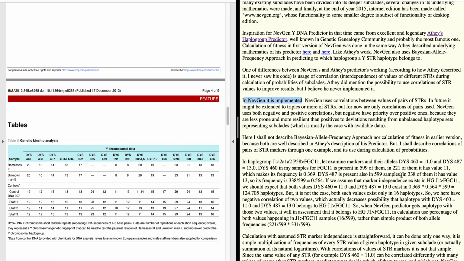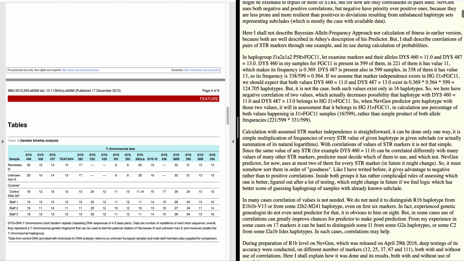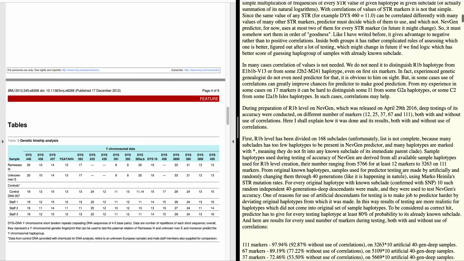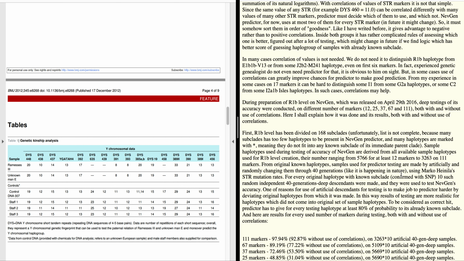So you can read this if you like. This is the About NevGen page. If you scroll to the bottom, which I'll show, this is where you find this information. I also want to point out this right here.